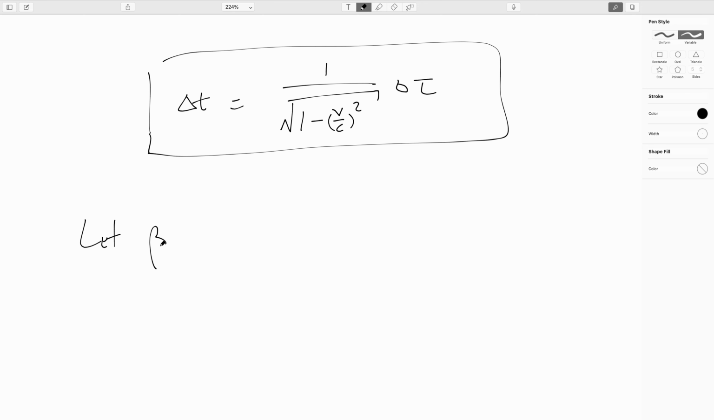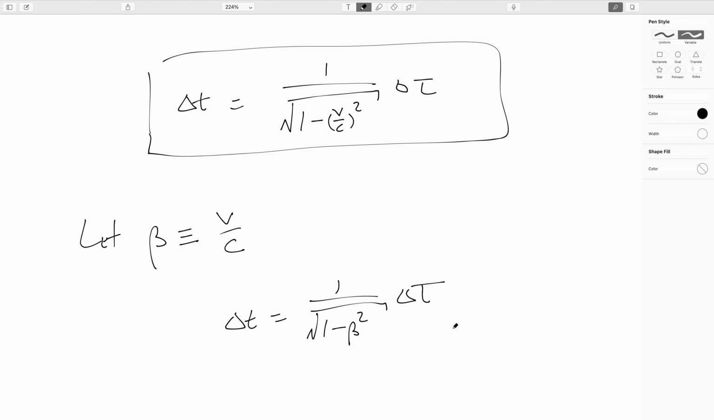Most of us will define a constant beta to be equal to v over c. So this is just saying how fast, as a percent of the speed of light, something is going. This doesn't have any dimensions, it's just a percent of the speed of light. Then we can write this as delta t is 1 over the square root of 1 minus beta squared, times delta tau.